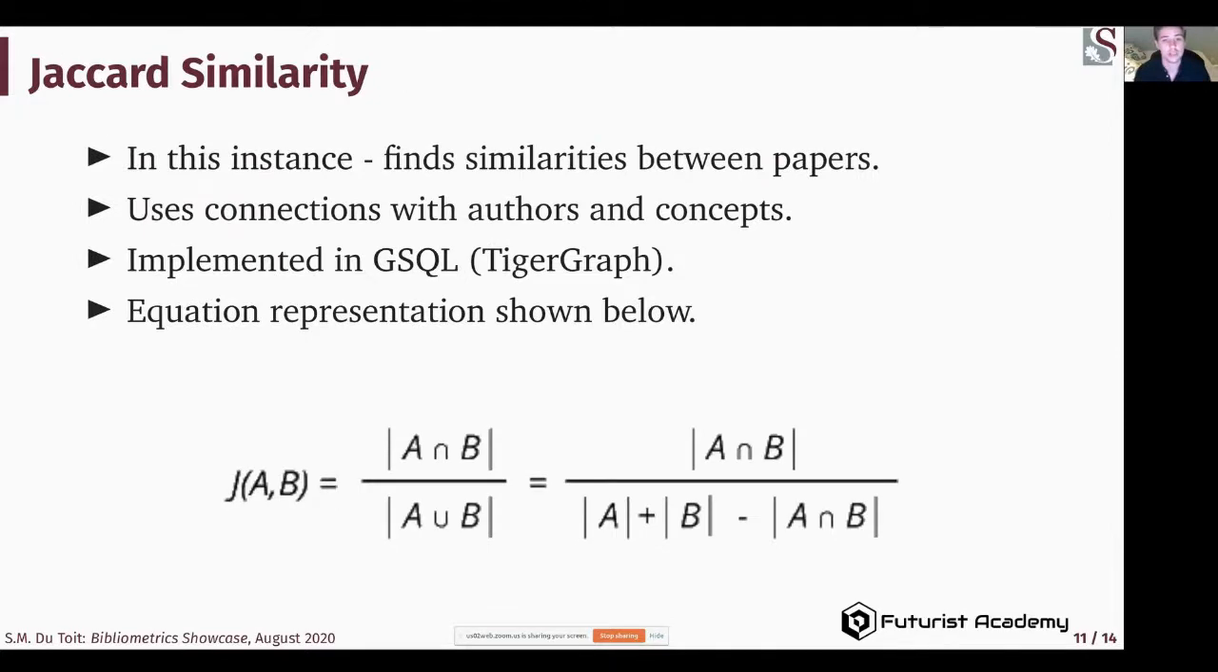Moving on to the Jaccard Similarity. So what do I mean by Jaccard Similarity? Well, there is an equation here that represents it, but more so, we can find similar papers to one another in the context of bibliometrics by seeing the number of concepts that two papers have in common and the number of authors that two papers could possibly have in common. So that's what this similarity algorithm actually does under the hood.